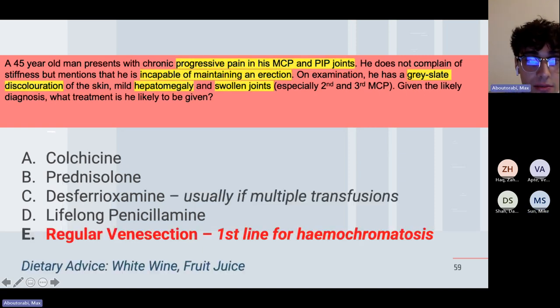E. Yes, so E. So the patient's coming with hemochromatosis. He has the grey or bronze discoloration. He has swollen joints, so it's probably from chondrocalcinosis. So the first line would be venesection. If he wasn't eligible for venesection, then you'd want to consider desferrioxamine.